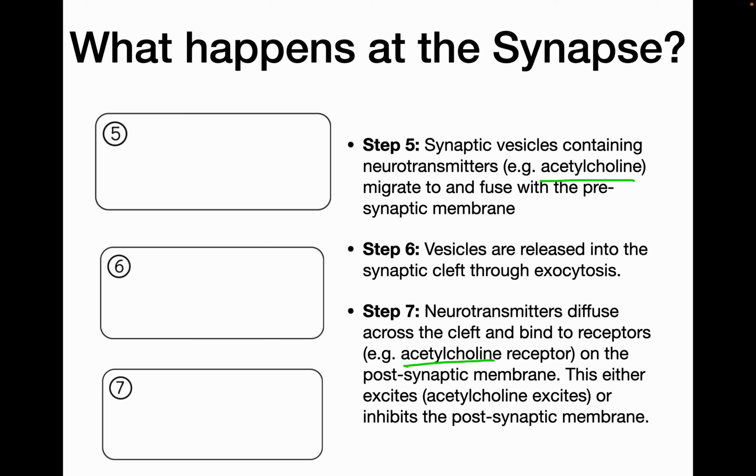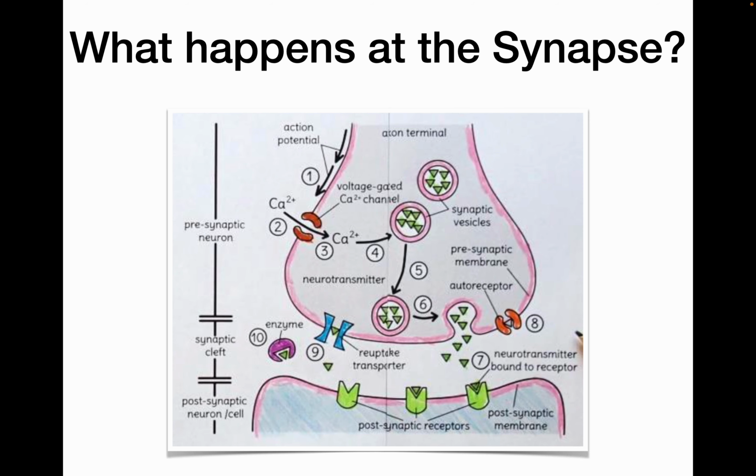Acetylcholine is going to excite it. Its goal is to make a muscle contraction happen. So if we look here, it's going to fuse. Here's the vesicle fused with the membrane, releasing neurotransmitter. In this case, acetylcholine is our example.